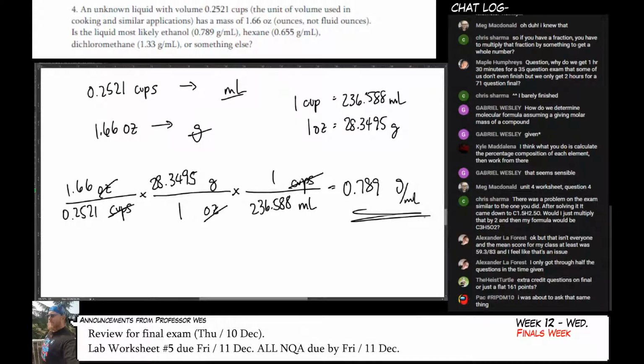And then the last part of the question is, well, what is it? Okay, well, I got a number in grams per milliliter. Which of these has the same density? Is it ethanol, hexane, or dichloromethane? Well, obviously it's ethanol because it's the same number, right? Also, who would pour hexane or dichloromethane into a cooking cup?